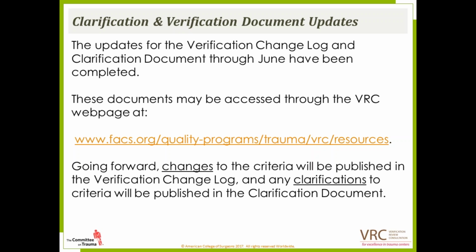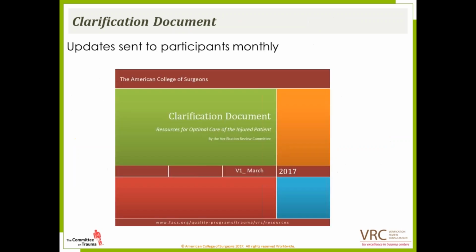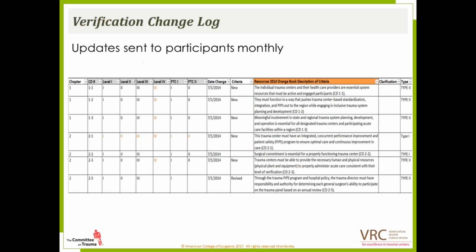As previously stated, going forward, all changes to criteria will be published in the verification change log, and any criteria that require clarifications will be noted in the actual clarification document. The next few screens are just screenshots of what these documents look like. They're a little different from each other. The clarification document cannot be sorted. It's just a document in PDF format. The verification change log is in Excel format, so you can certainly filter, scroll, and sort as you see fit.